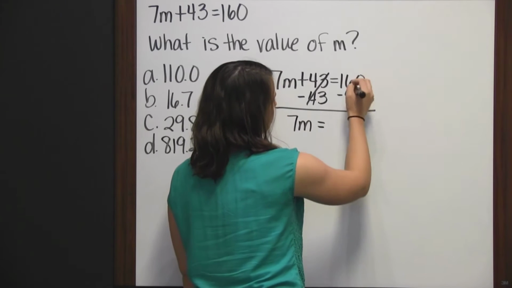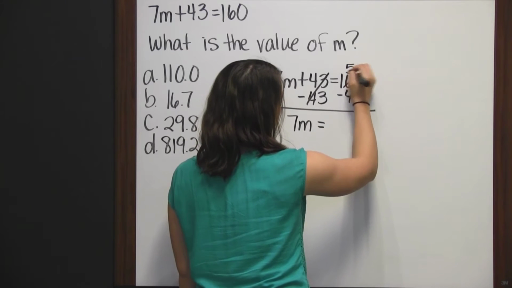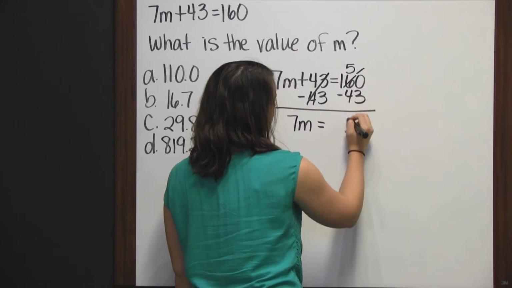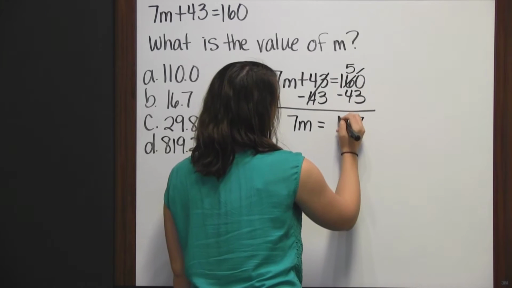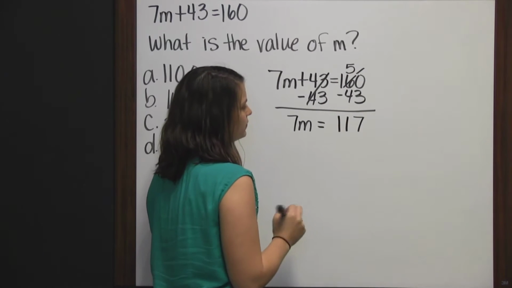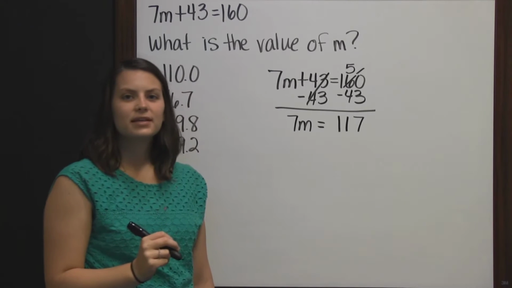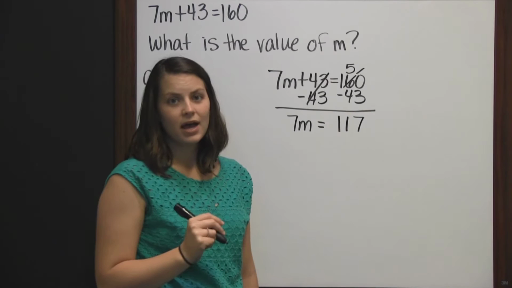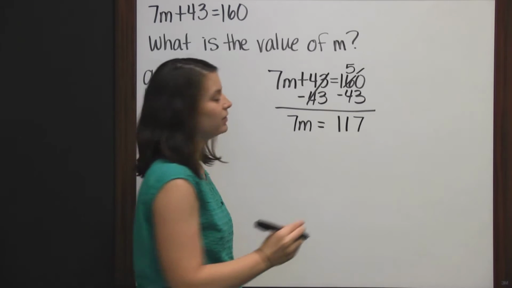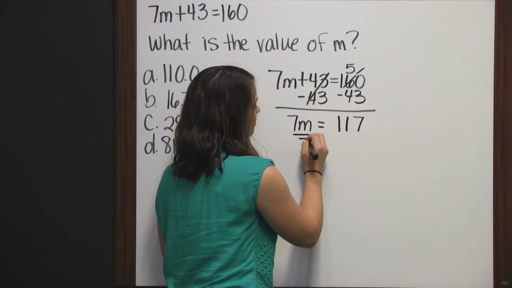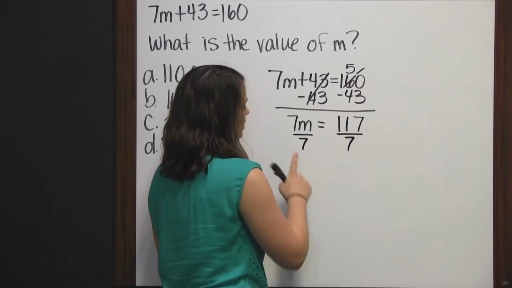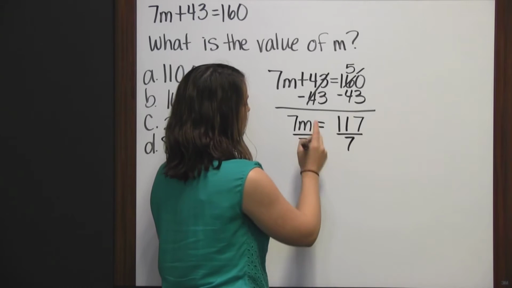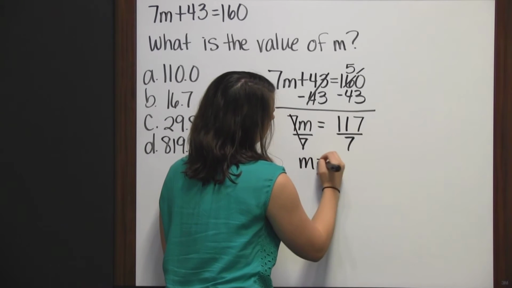And I can't take 3 from 0, so I'll borrow from the 6, that's a 5. Then I have 10 minus 3 is 7, 5 minus 4 is 1, and I bring down my 1 because 1 minus 0 is 1. So 117. Now I have to undo this 7 times m, and the opposite of multiplying times 7 is dividing by 7. 7 divided by 7 is 1, and 1 times m is m.